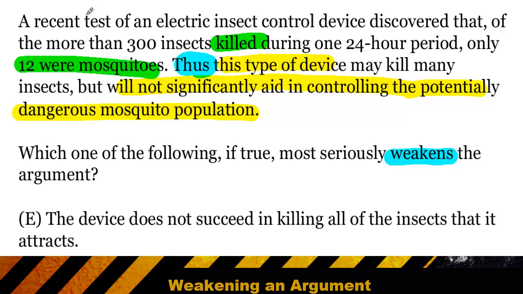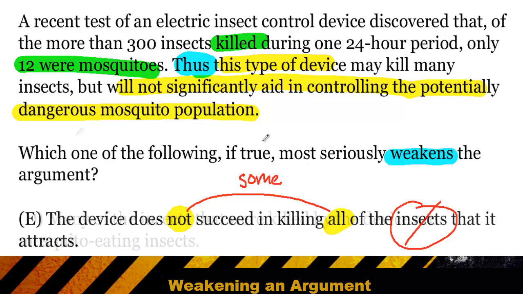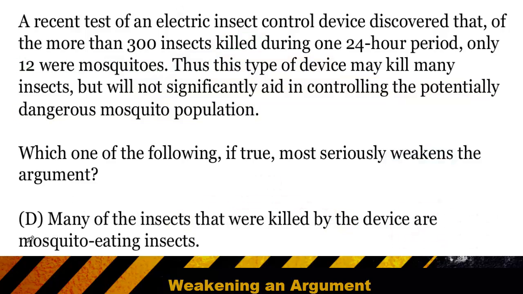We want to weaken that argument, so we're looking for something that would suggest the device might work, and again, stronger language is better. Answer choice E said, "The device did not kill all of the insects." The phrase "not all" is tantamount to the word "some," meaning it's incredibly soft and not a good reason. Additionally, answer choice E talks about insects, and we don't care about insects as a whole, we only care about mosquitoes. Answer choice D says the device killed mosquito-eating insects, which is a little irrelevant, but it also has this word "many," and "many" is usually too soft to be a good reason.